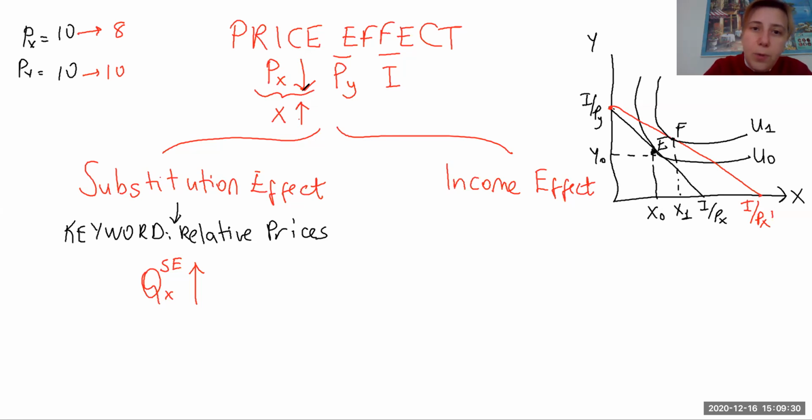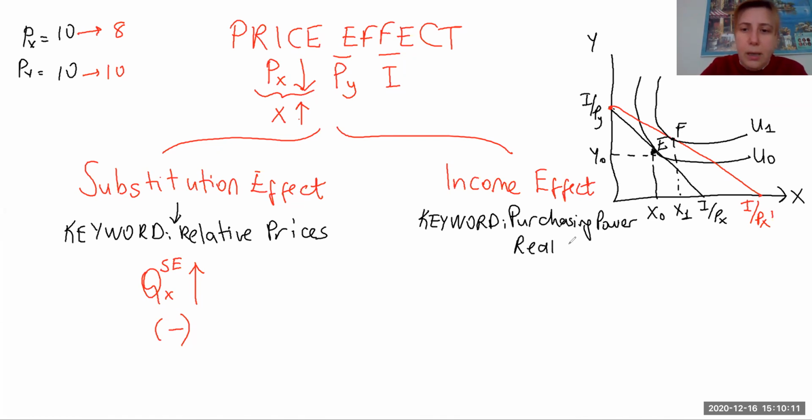Try to see, while the price of X is decreasing, quantity demanded is increasing. So the substitution effect is always negatively related to the price changes. But when we come to the income effect, the keyword is purchasing power, or real income, same thing.